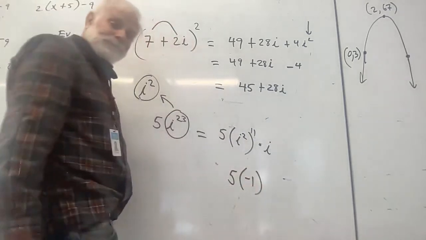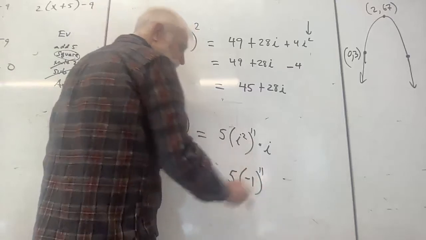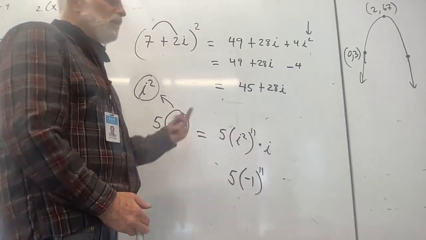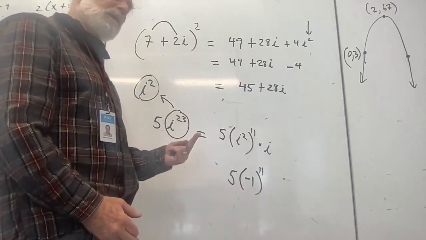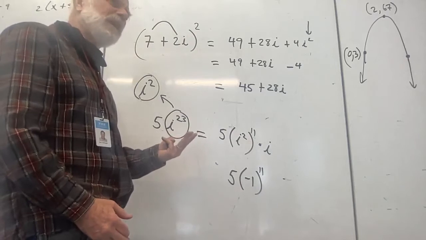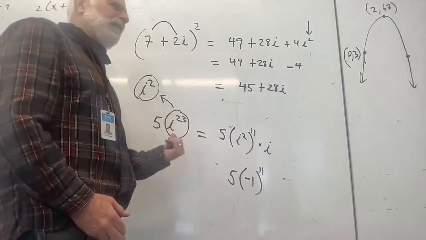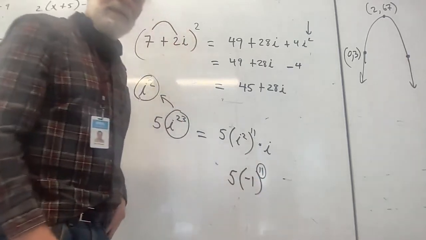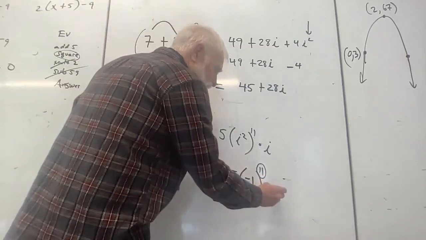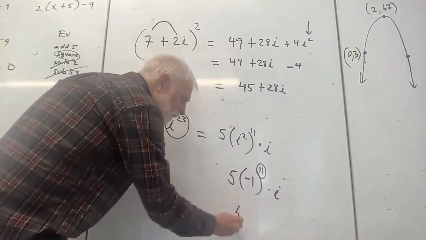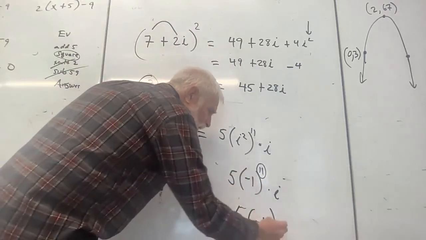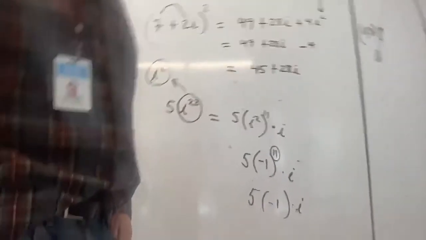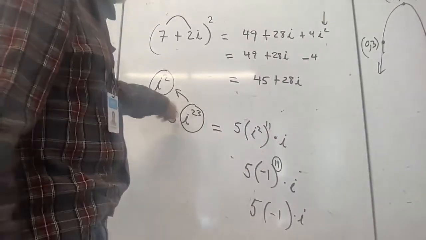It's -1. -1 to the 11th is -1 times -1 times -1. -1 once is a negative. -1 times -1 twice is a positive. If I multiply by a negative again, that's 3 times negative, 4 times positive, 5 times negative, 6 times positive, an odd number of times negative times i. So -i to the 11th becomes 5 times -1 times i. So obviously your answer is -5i. Okay, it's a little simpler than thinking about this.